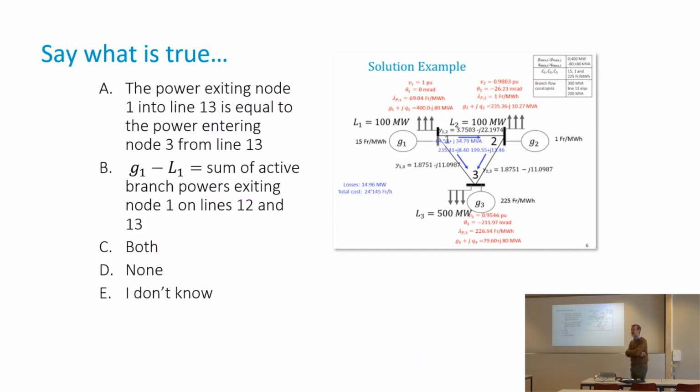Yes? I don't understand what the difference is between G1 and L1. So G1 is the power generated by the generator, somewhere between 0 and 400 megawatt. And L1 is the power consumed by the loads, which is equal to 100 megawatt in this example.